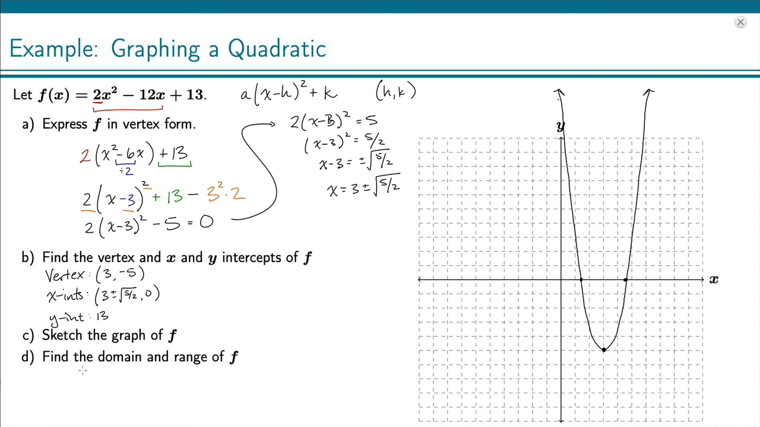And then for our domain and range, the domain for a quadratic is all real numbers. Okay, there's no problems with any number that we'd want to plug in there. And our range, looking at our graph, we see that our range is everything from negative 5 up. And so our range is negative 5 to infinity.